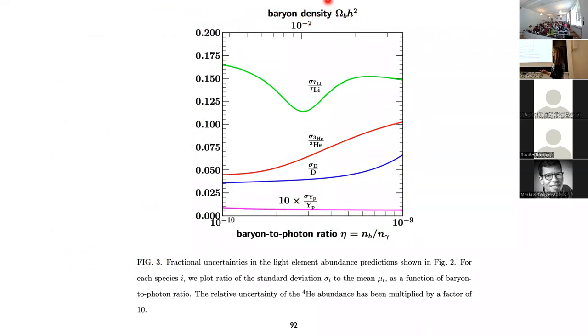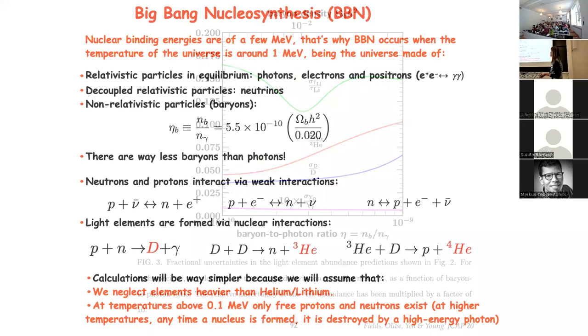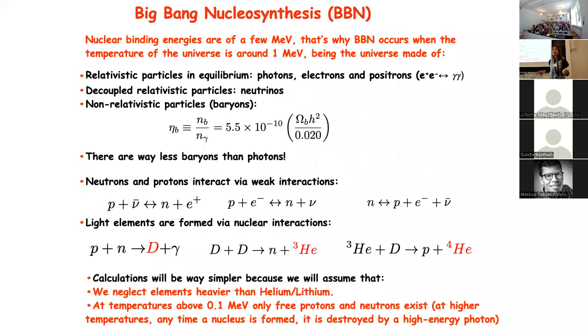So at the end, some of them have some drawbacks, but still, here I show you the uncertainty with which these elements have been measured, the fractional uncertainties in the light element abundances. And you can see that helium is very well measured, also deuterium, and lithium is badly measured, and moreover, we have this problem. So let's continue with why we care about BBN.